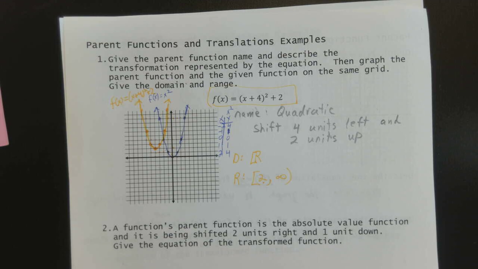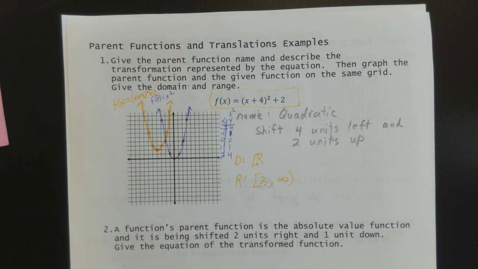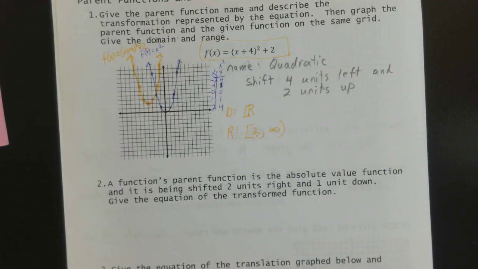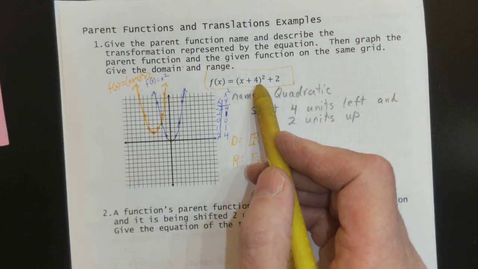Will we get to use a different color pencil on the test? That might be nice. That's an option. Let me consider that. Wait, x plus 4 squared what? Plus 2.